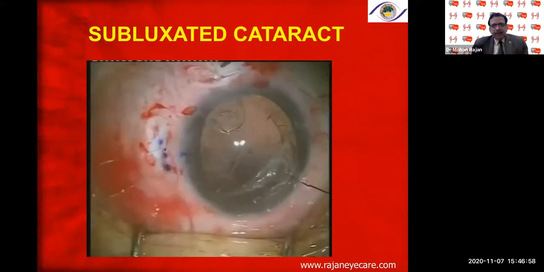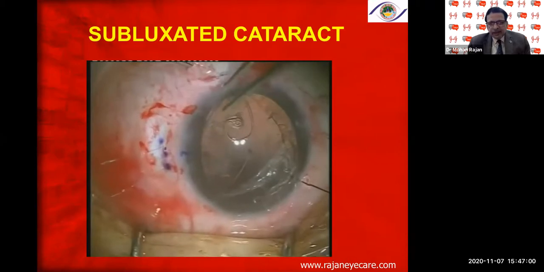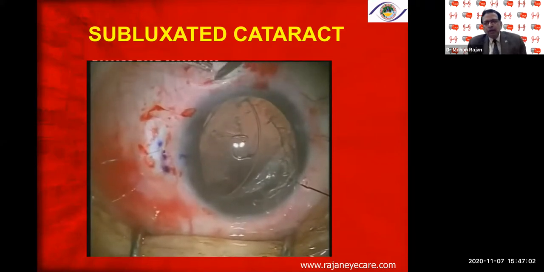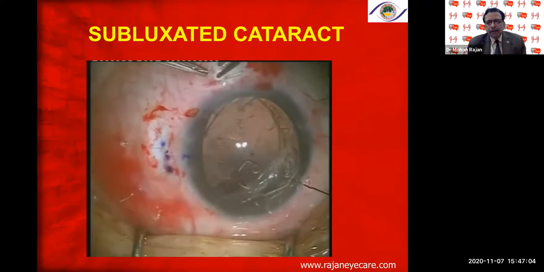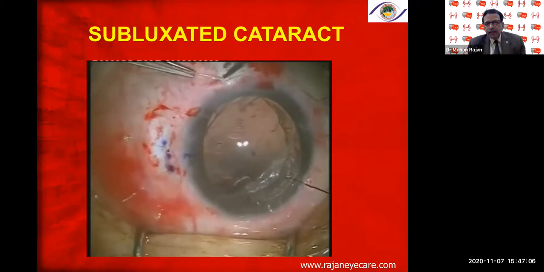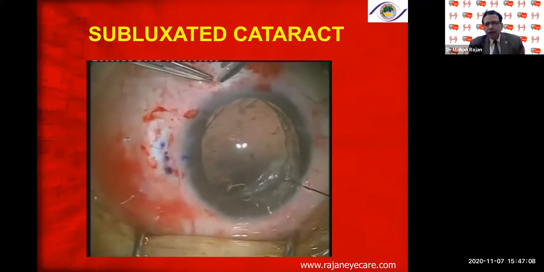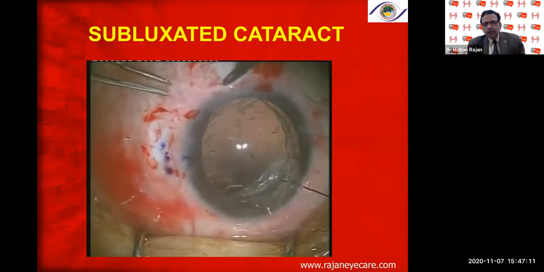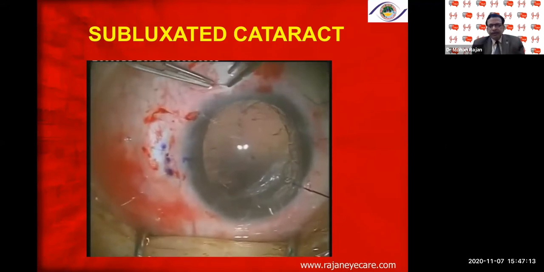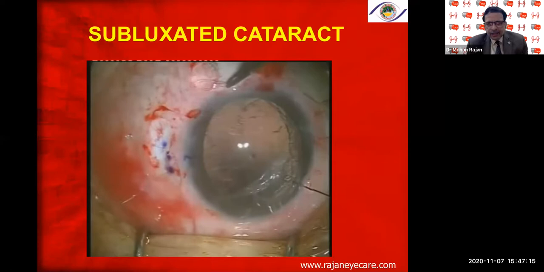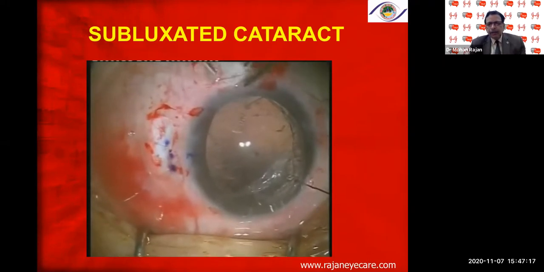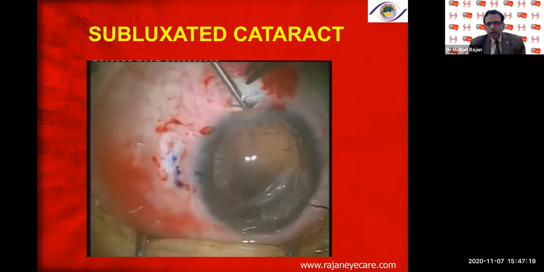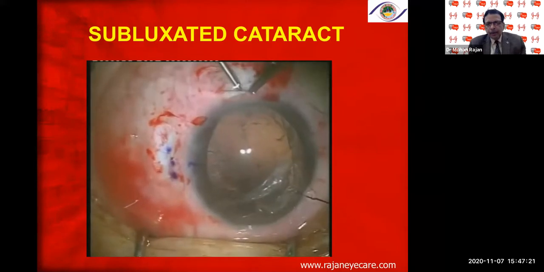Again, a subluxated cataract. If in a subluxated cataract there is more than 4 to 5 clock hours involved, then I would put a Cionni ring. You can see the Cionni ring. You need to fix the Cionni ring. So I make a groove, about 1.5 to 2 millimeters from the limbus in the area of the zonular dialysis, and then put the Cionni ring so the sutures can be put there.